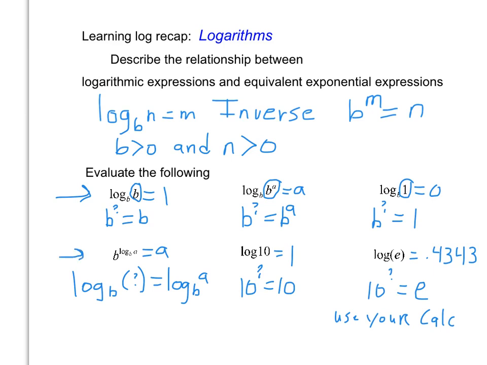In the second row, I'm going to use that exponent portion of the log inverse, and the log base b of something has to equal the log base b of a. Well, this has to be a. Remember, this is log base 10, so 10 to some power has to equal 10. Again, that exponent is 1. And the last one, you're going to have to use your calculator. 10, because that's my base, to some power has to equal e. A little trial and error. Your exponent has to be 0.4343.